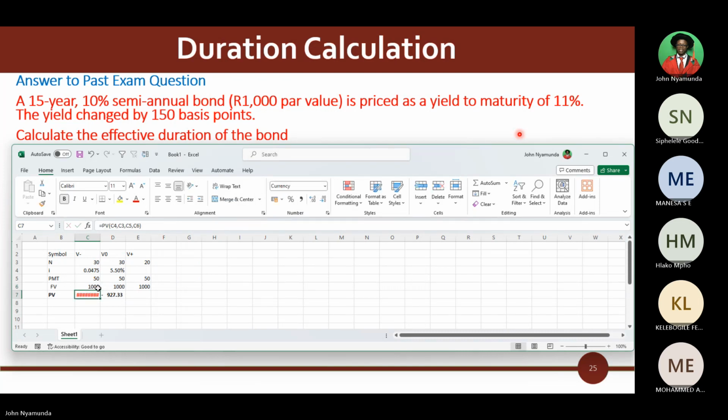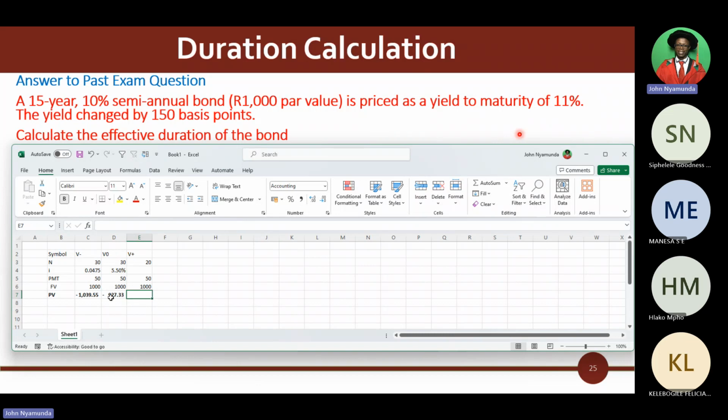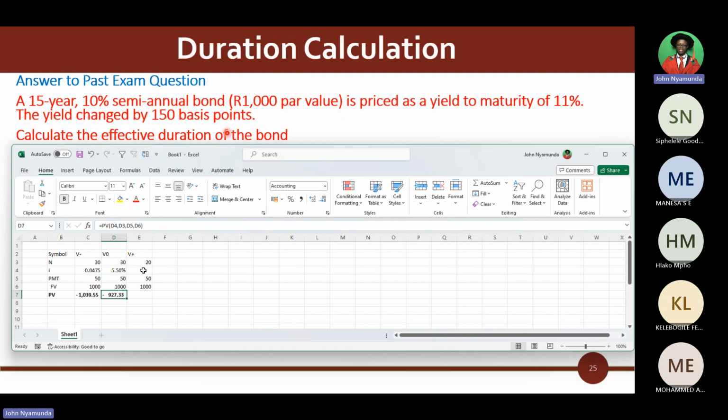And we are going to note like that. And we are going to fix that in the meantime. But since we are going to change, before we change, what is the I if yield to maturity increases by 11 plus 1.5%, which is 12.5%, ladies and gentlemen. 12.5% divided by 2 here is 6.25, which was correct.